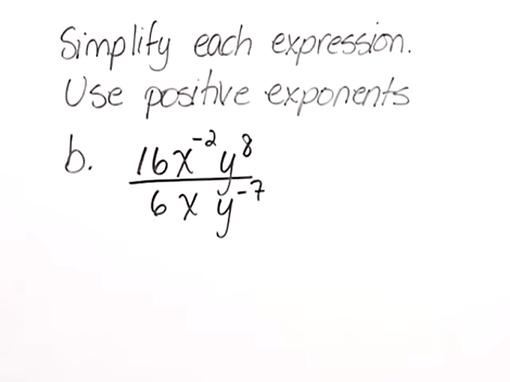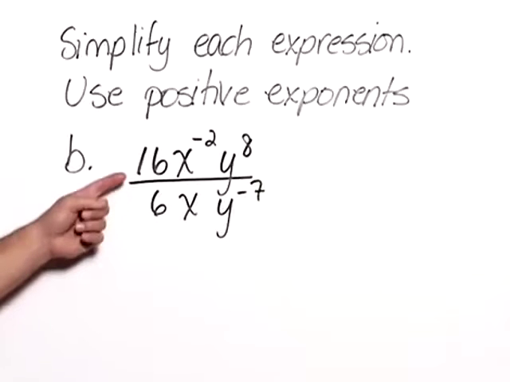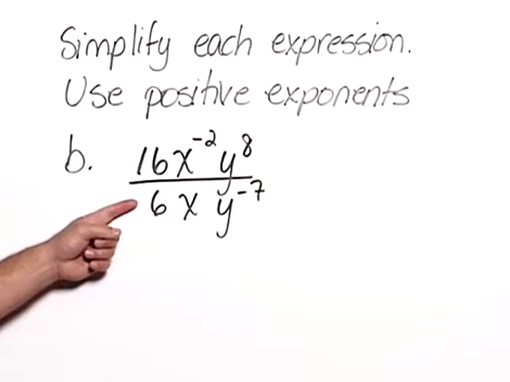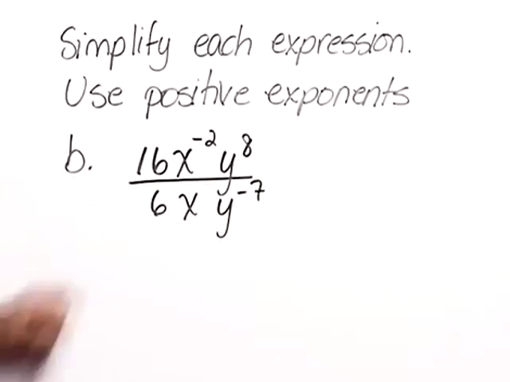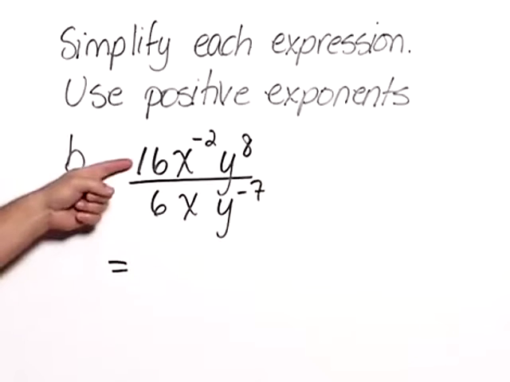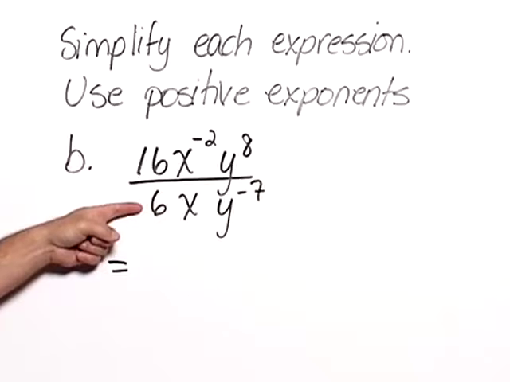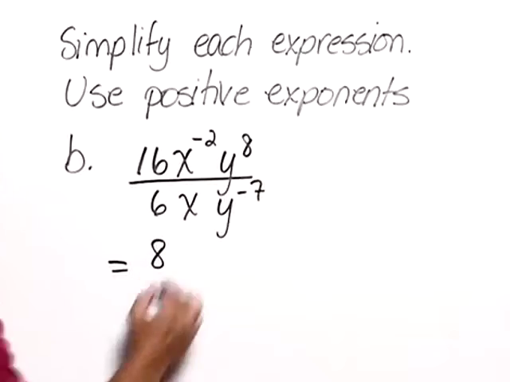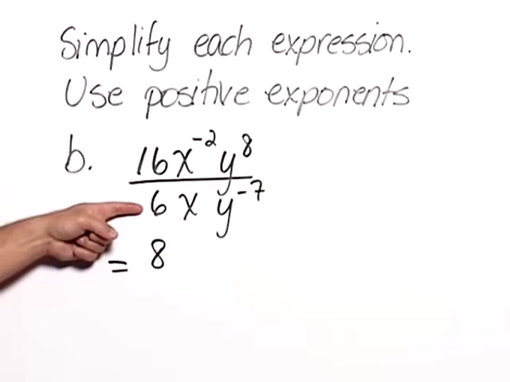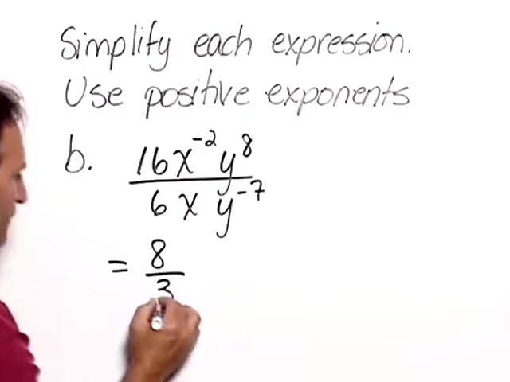For part B, we have the fraction 16 times x to the negative 2 times y to the 8th, all of that divided by 6 times x times y to the negative 7. When we deal with fractions that have both constant terms and variable terms, we deal with the constants by themselves. In other words, we have 16 divided by 6. We can reduce that. Each of these is divisible by 2. 16 divided by 2 is 8, and 6 divided by 2 is 3.